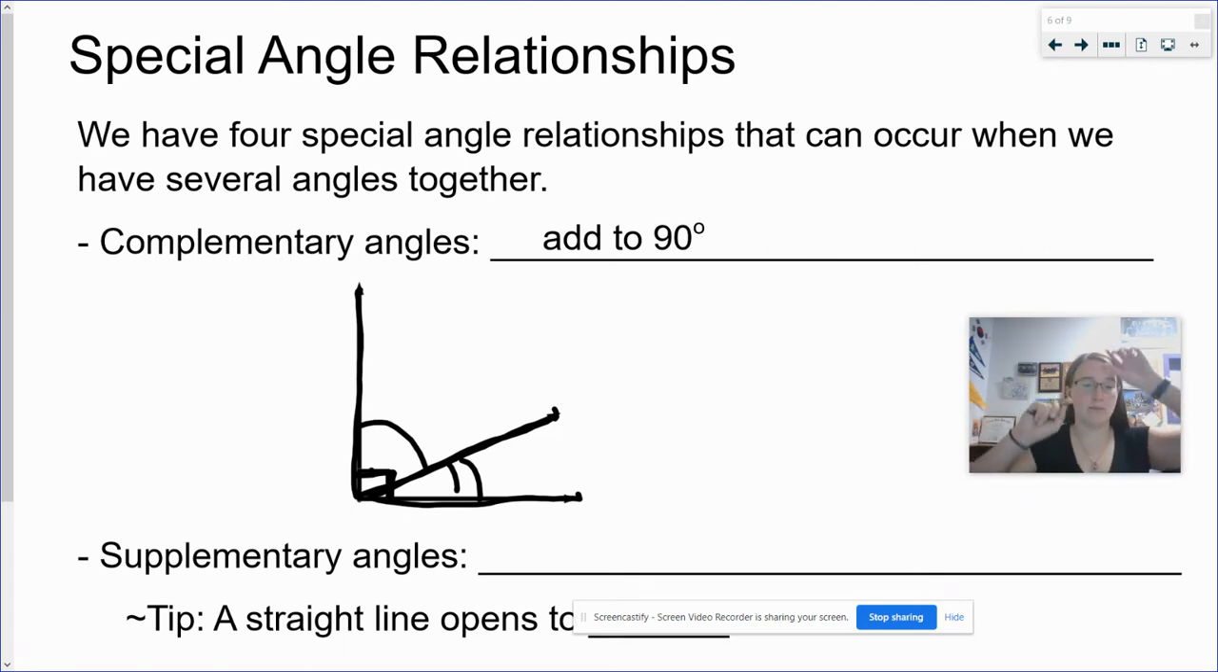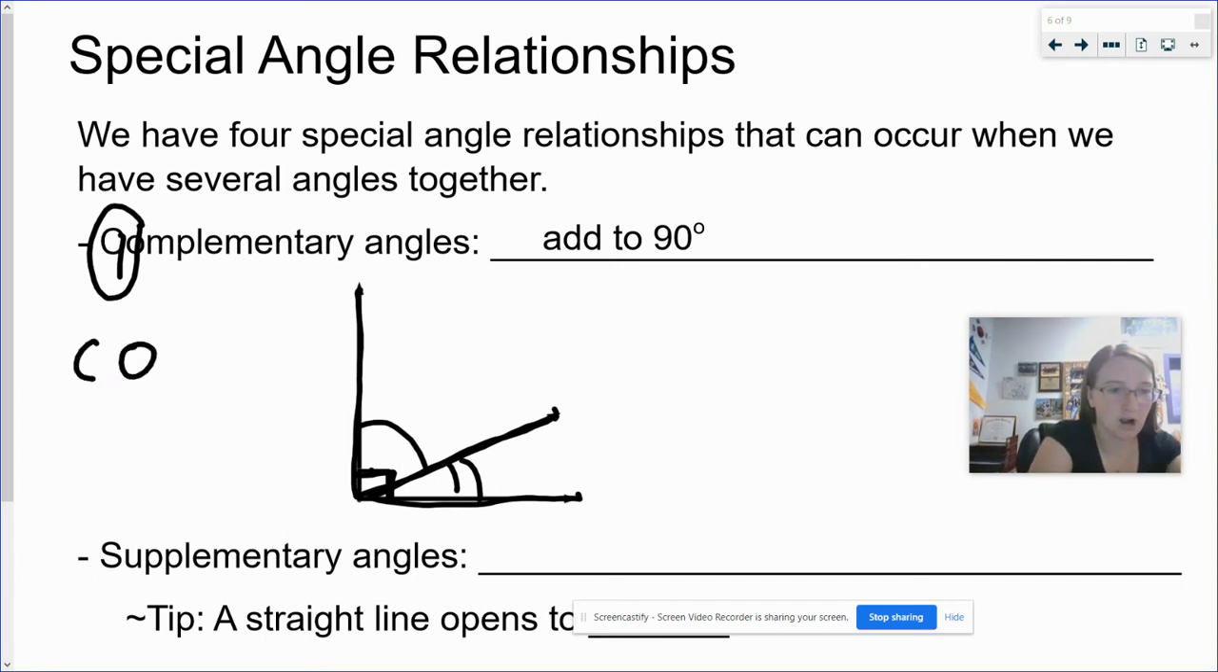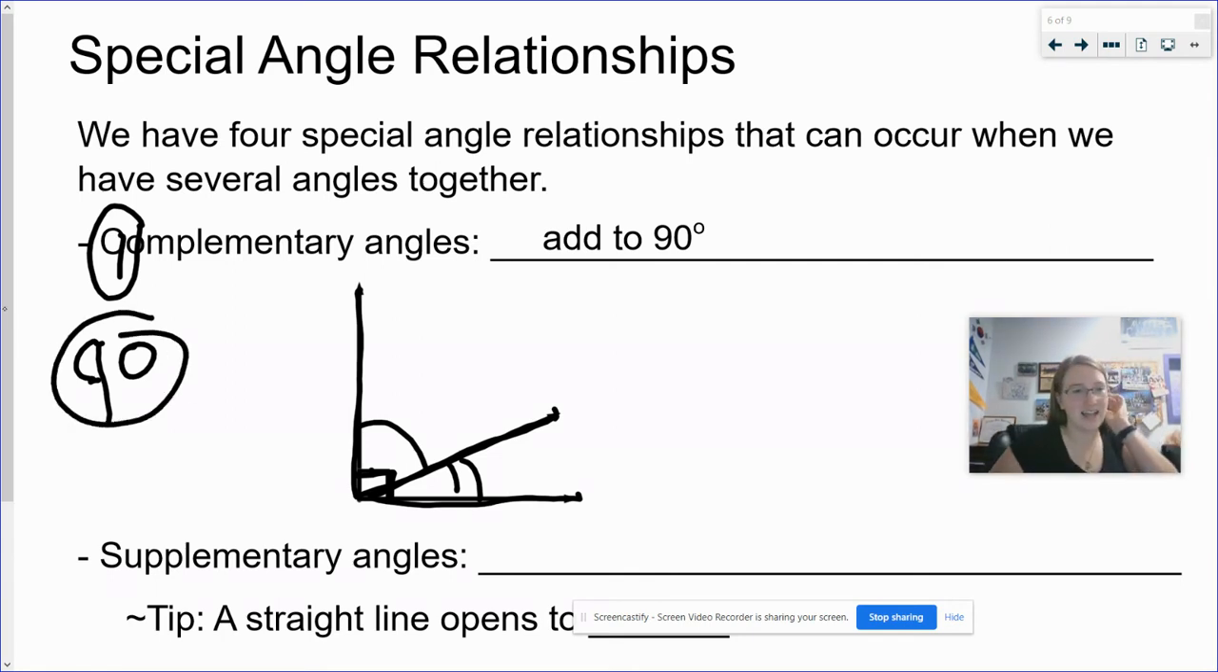Now, a way to remember that complementary means 90 degrees, I had a kid show me this a couple years ago. If you go to the word complementary, if we draw a line by C, it makes a little 90 in the front, right? That's the co for complementary. What? It's a 90 degrees. Yeah. So complementary adds to 90 degrees.